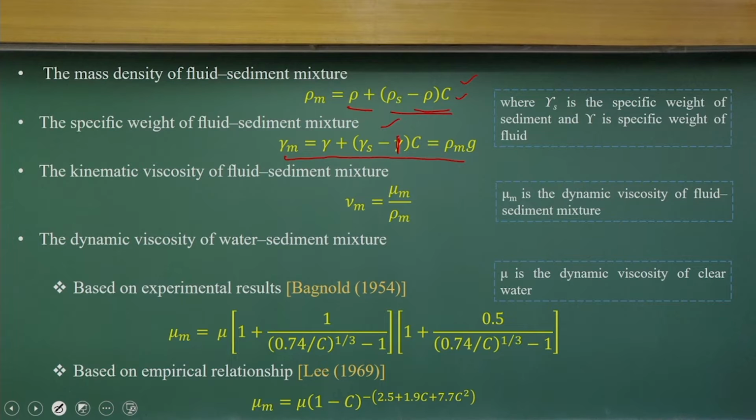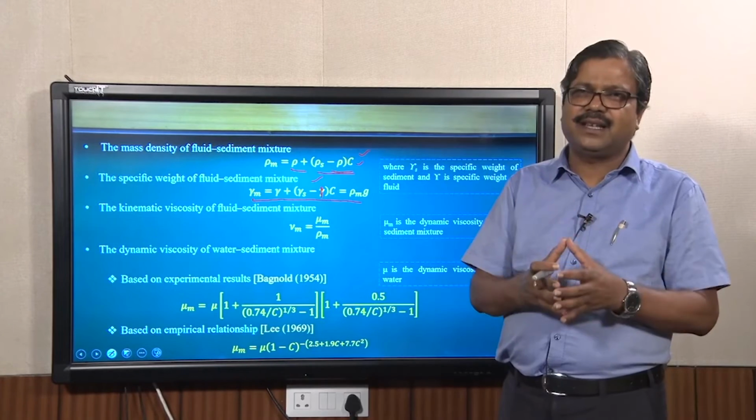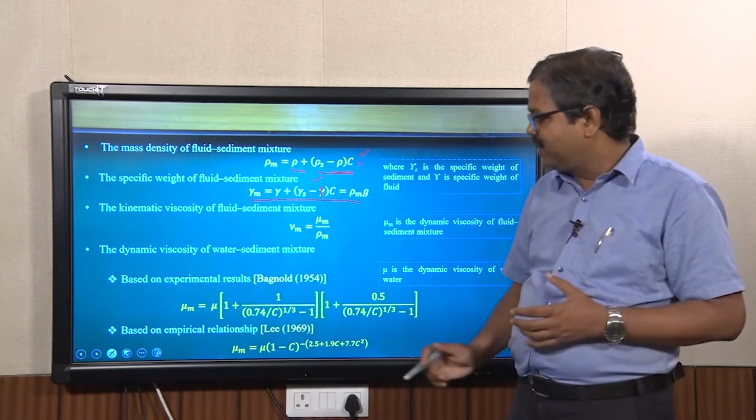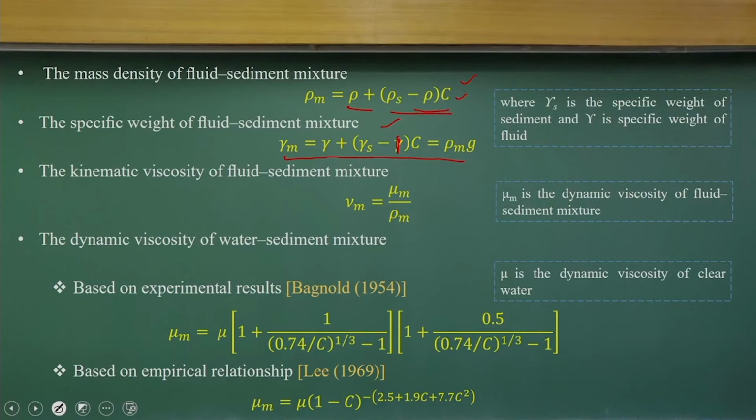Now, many times when you talk about fluid mechanics flow, we always talk about Newton's law of viscosity, that is, Newtonian fluids. It is a relationship between shear stress and shear strain rate, with the dynamic viscosity as the proportionality. Here, because we use a fluid and sediment mixture, the dynamic viscosity will not be exactly the water dynamic viscosity.